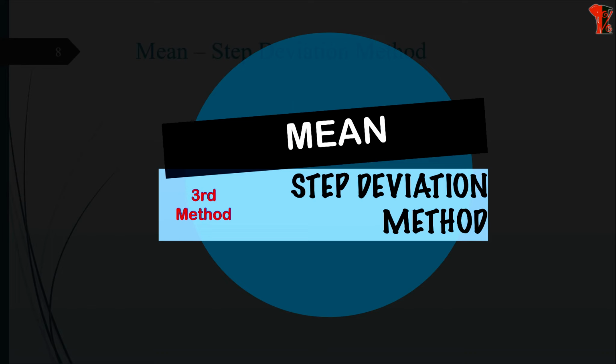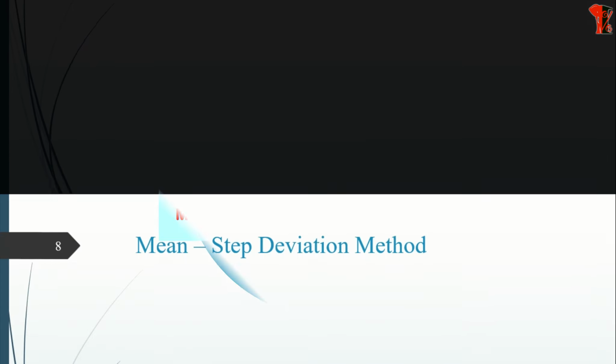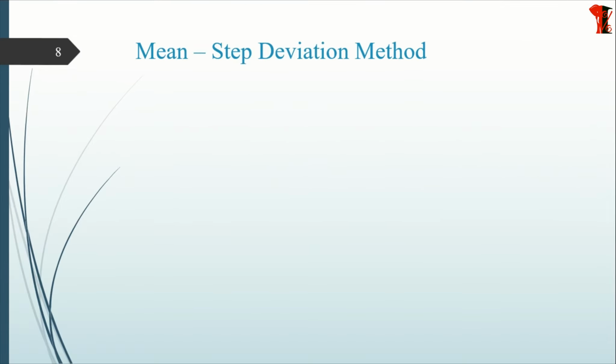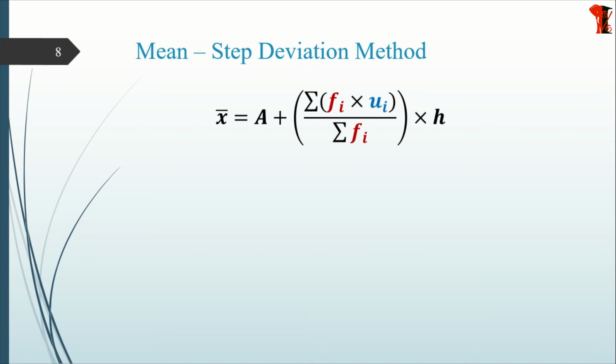Hello everyone. Today we are going to discuss the third way of finding the mean of the grouped frequency distribution table. For this we have a formula: x bar is the mean, so x bar is equal to a plus sigma fi ui by sigma fi, into h. Here a represents the assumed mean, and h represents the class size.